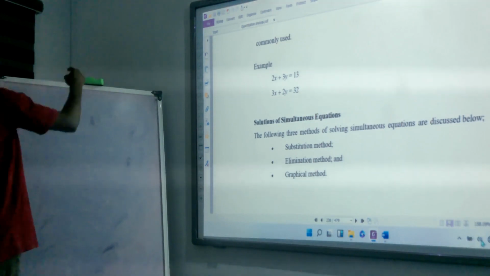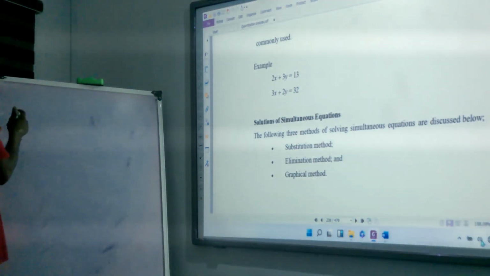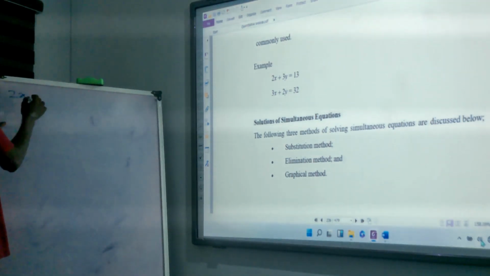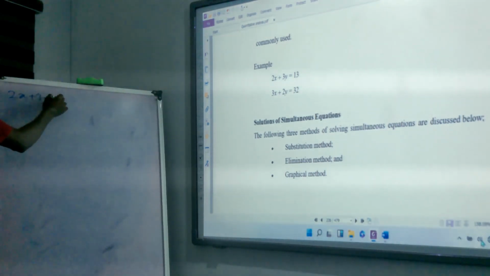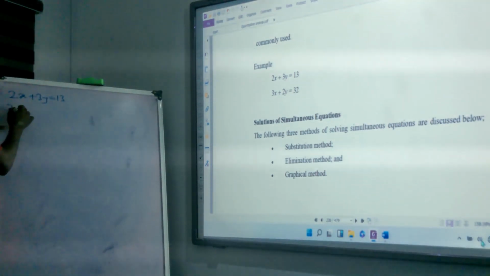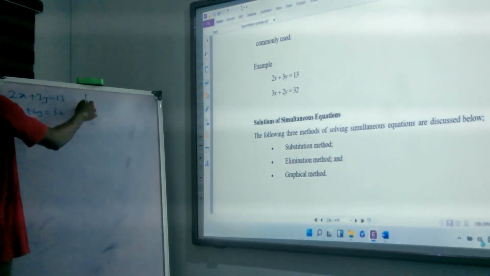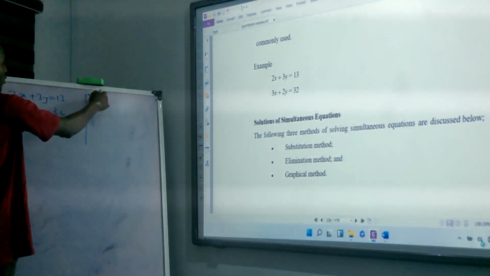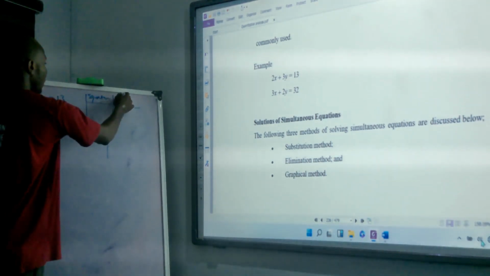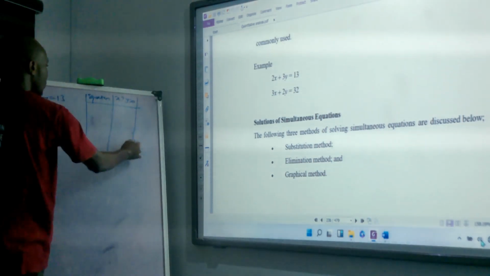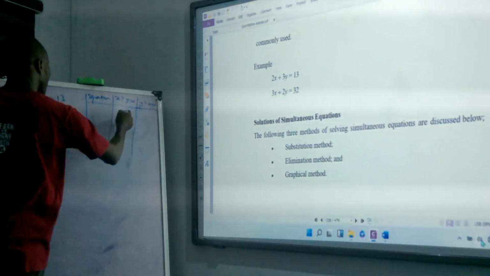Now to solve using the graphical method, we have 2x plus 3y equals 13, and 3x plus 2y equals 32. So we need to get the intercepts. So we say x value when y is 0, and y value when x is 0. So let us obtain that.